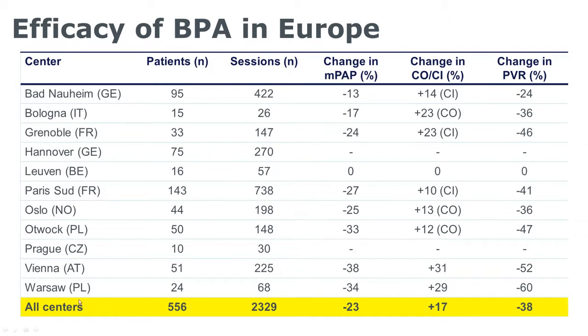And you do see that today in Europe, I should say yesterday, at least 556 patients underwent balloon pulmonary angioplasty in 2,329 sessions, and that the change in MPAP, including all the learning curve that has to have gone on in the last 2 years: mean PAP was decreased by 23%, cardiac output increased by 17%, and PVR changed by minus 38%. So this seems to be a powerful technique in the hands of these experts.